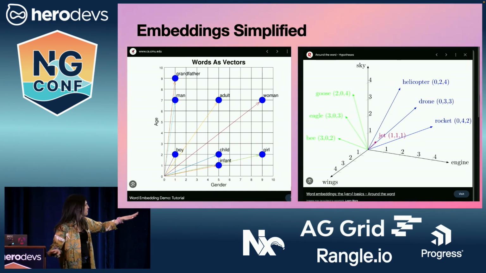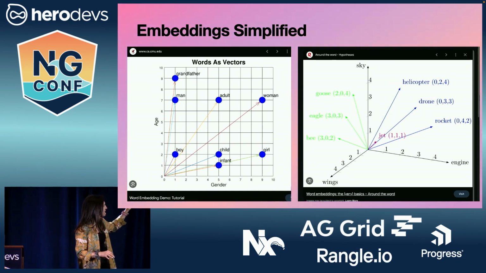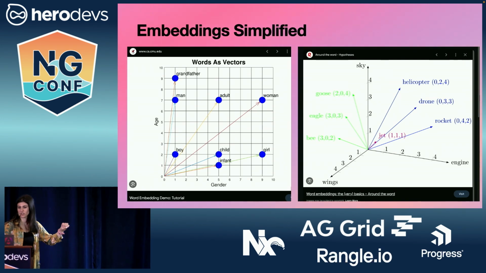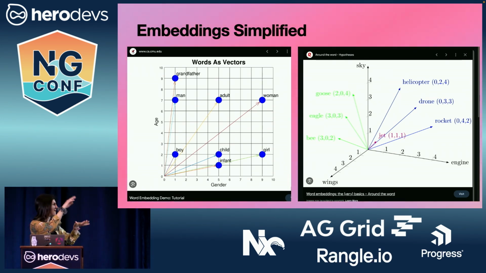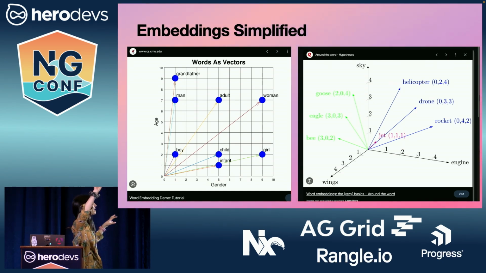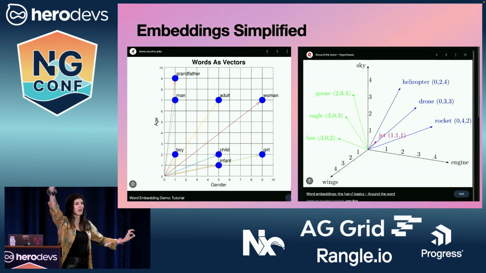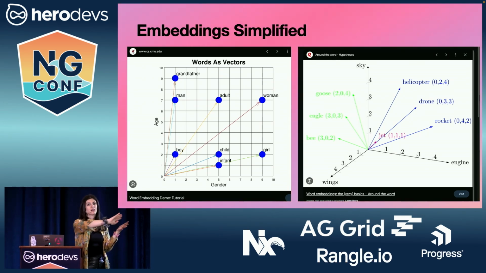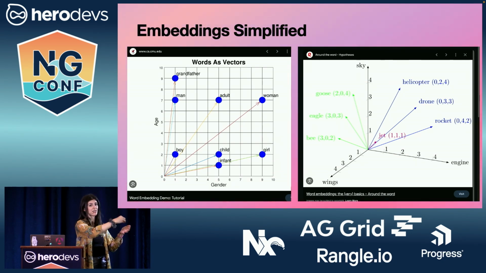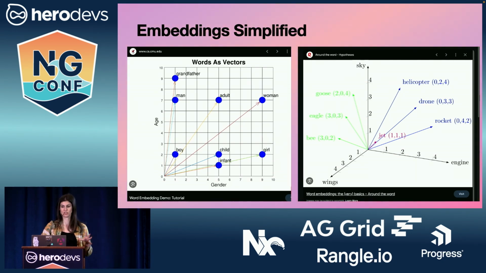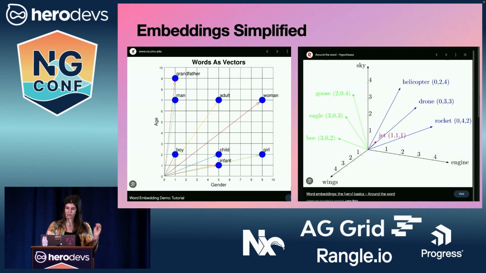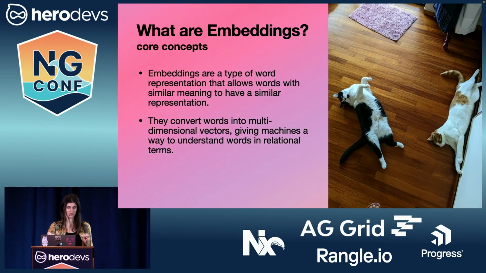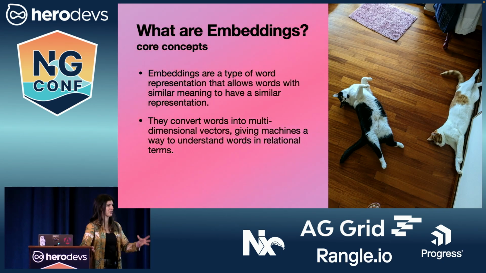In the three-dimensional graph in the next image, you can see that if you had wings, sky, and engine as the three axes, you would have helicopter on one side up high and bee on the other side. So think of this as exactly taking the word bee, and the machine figures out how to assign it some numbers, and then you map these numbers into not space necessarily, but whatever the computer understands as the representation of a multidimensional array.